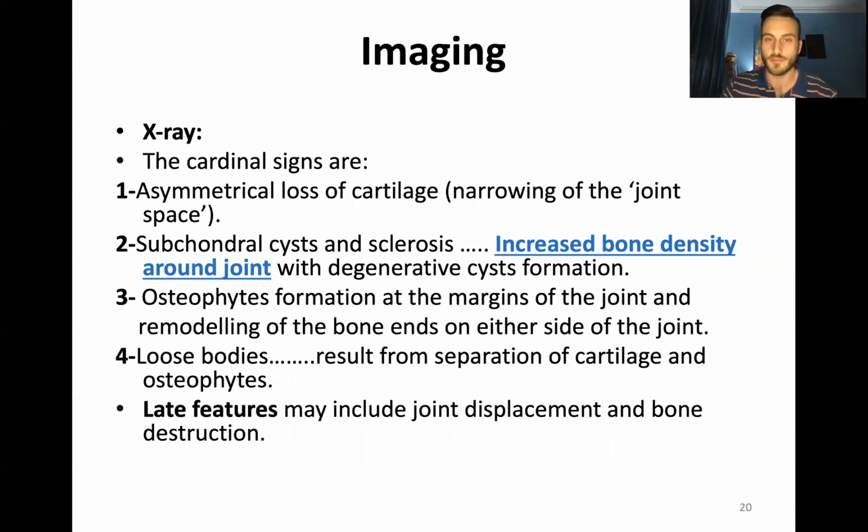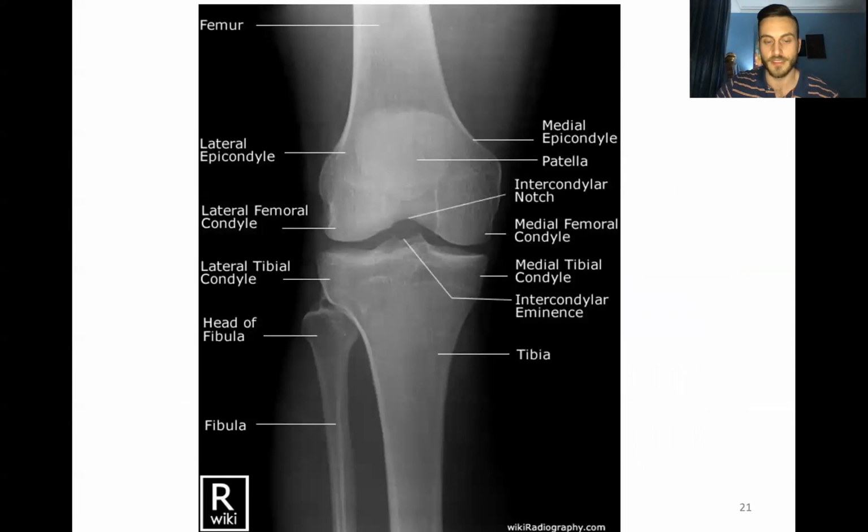So just go for a simple X-ray and you will see the nice cardinal features of osteoarthritis, which are decreased joint space, osteophytes, subchondral sclerosis, subchondral cysts, and deformity. And sometimes you will see the loose body. So these are the main aspects you will see on X-ray. Let's see a normal X-ray.